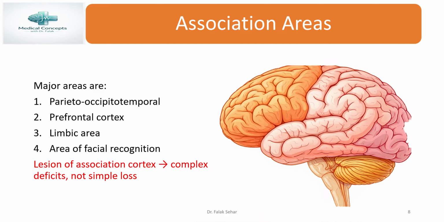Now it has four main areas. Number one is the parieto-occipito-temporal area, then prefrontal cortex, limbic area, and area of facial recognition. So these association areas are very important as far as your exam point is concerned. So you have to remember their names. And lesions of any association cortex is actually a complex deficit. It's not a simple loss.